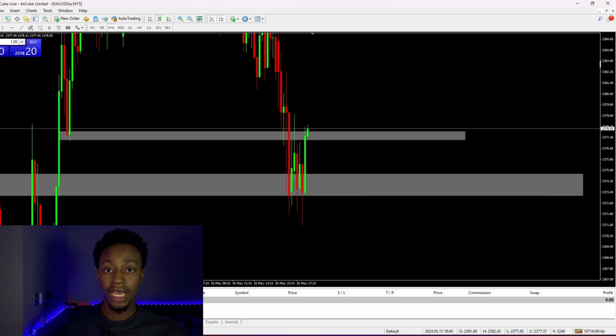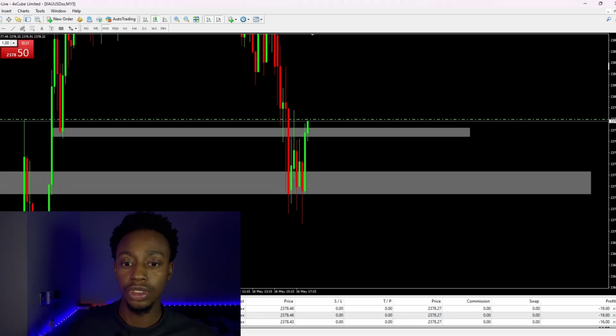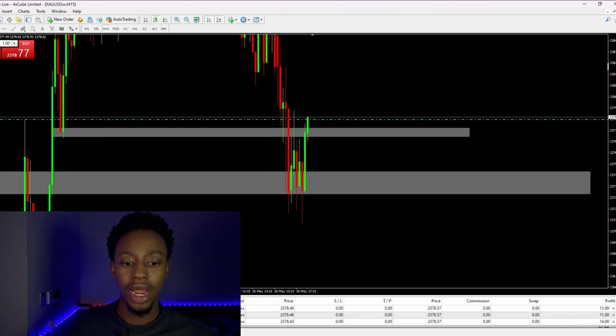All right, so I'm about to get in a buy right now. I'm gonna wait for it to break its high. When this 15-minute candle breaks its own high, I'm gonna enter a buy. Okay, y'all, so I just entered a 3-lot buy position because the candle broke its own highs. So now we just wait and see where it goes.